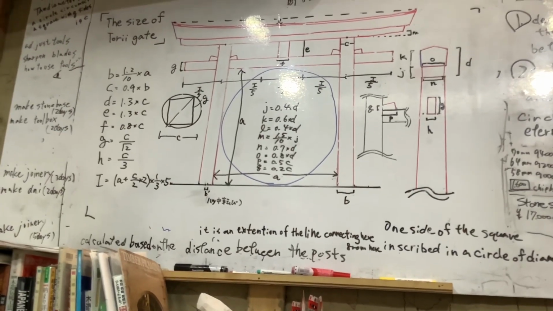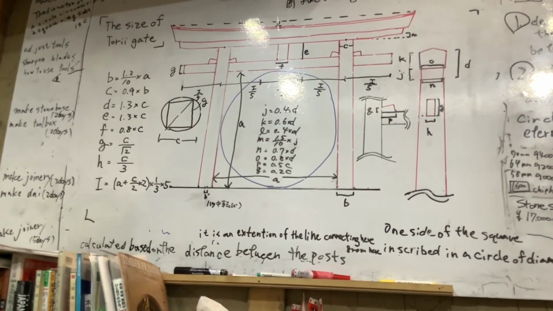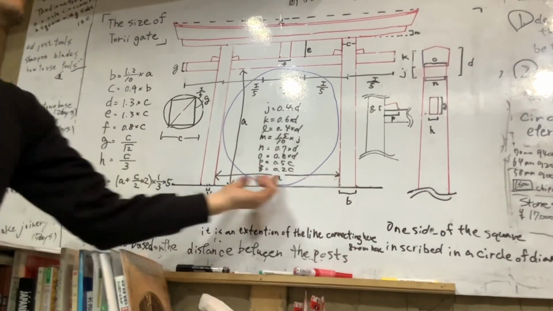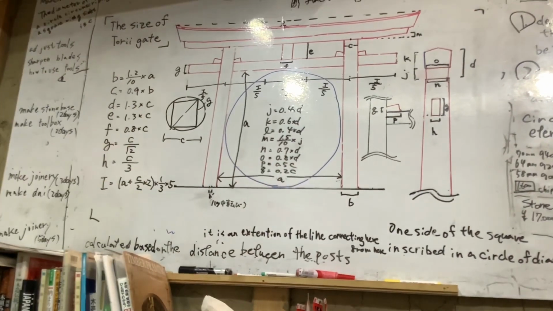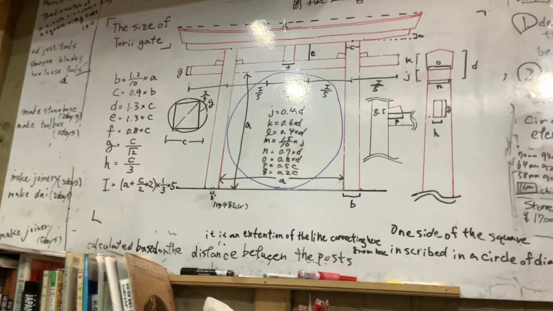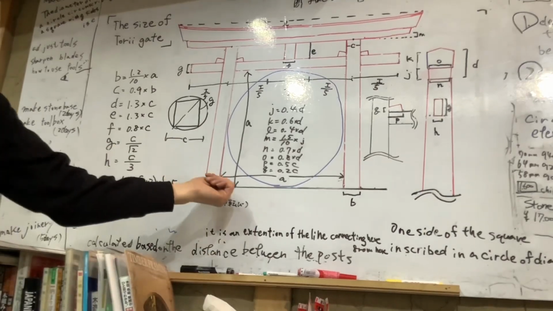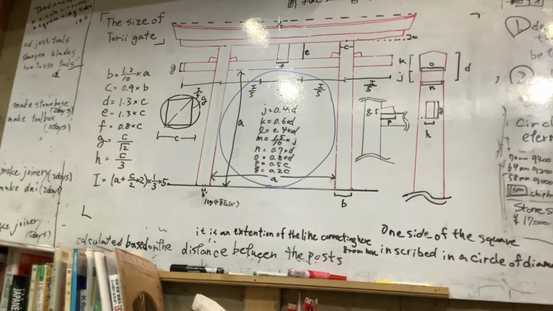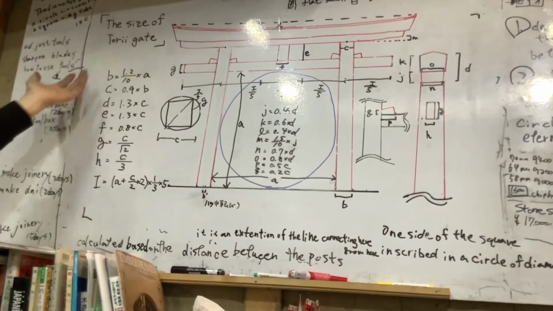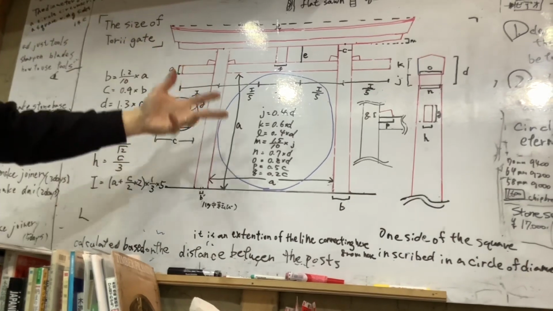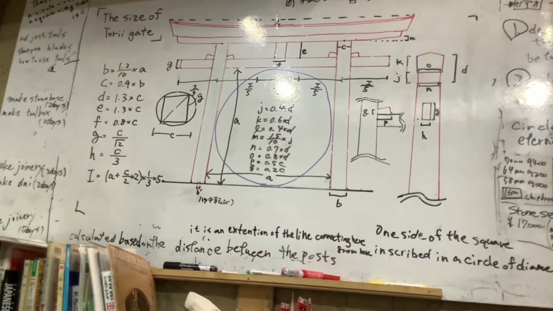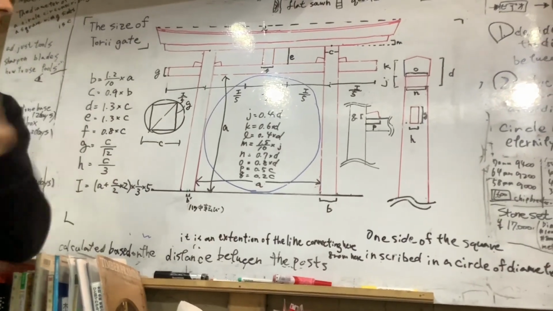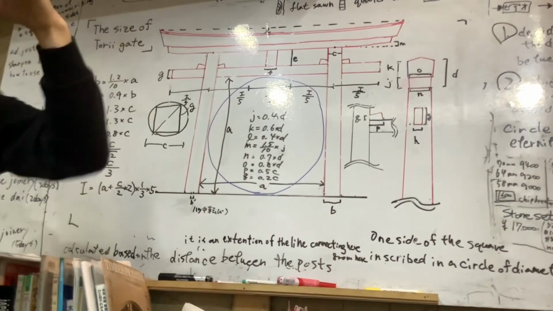you have to decide the distance between the post, the post. If you can, this distance, you can calculate this. Okay. This is the size of torii gate.